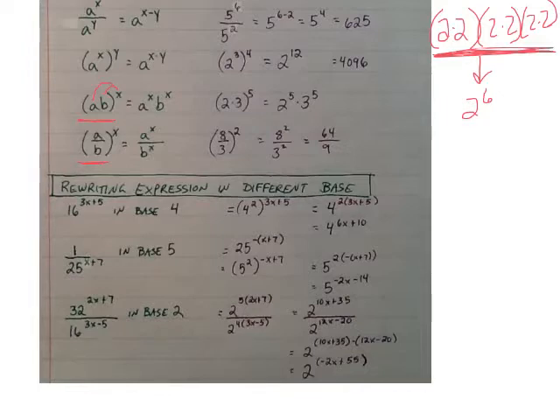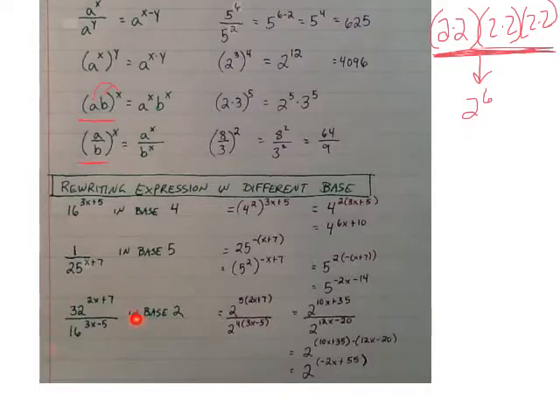The next one says write in base 5. The first thing I do is I notice we have a denominator, so I'm going to move the denominator to the numerator and give it a negative exponent. Then I translate 25 to 5 squared because we wanted it in base 5. Then I apply the property of multiplying my exponent times my outside exponent, giving me a final answer of 5 raised to the negative 2x minus 14.